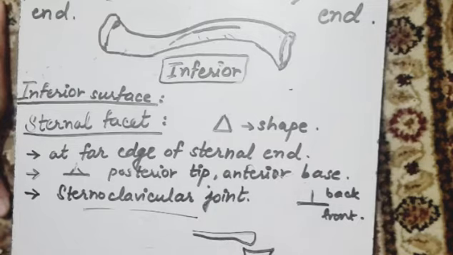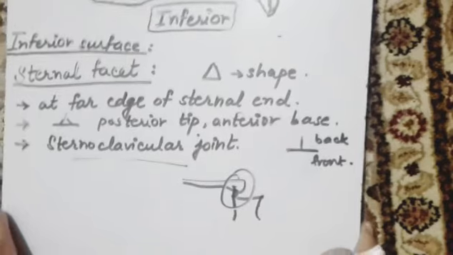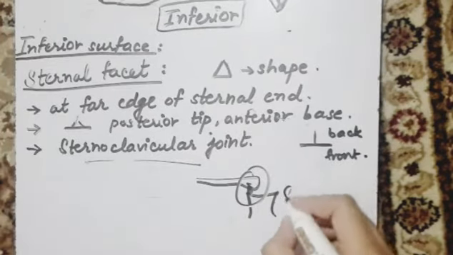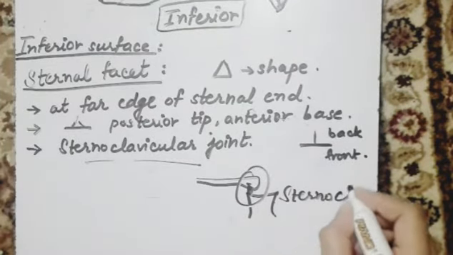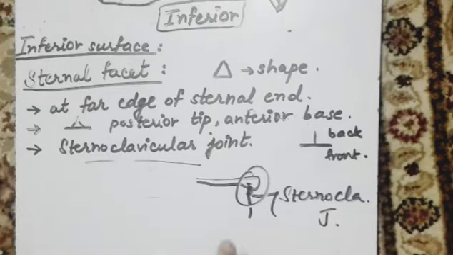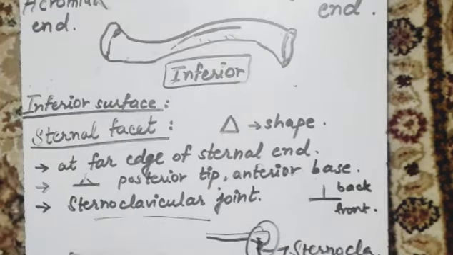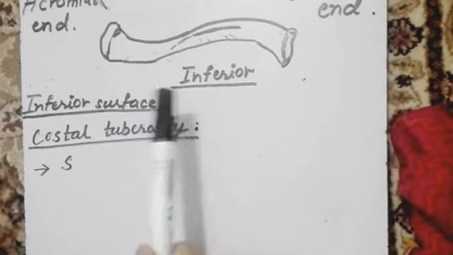Let's elaborate. This is the sternoclavicular joint. This is the clavicle and sternum. And so it joins at the sternoclavicular joint.